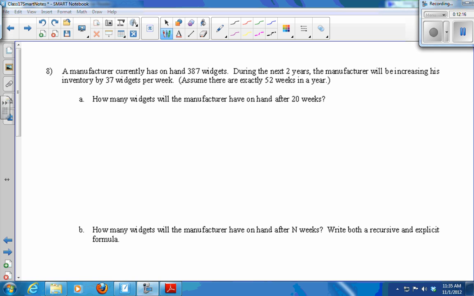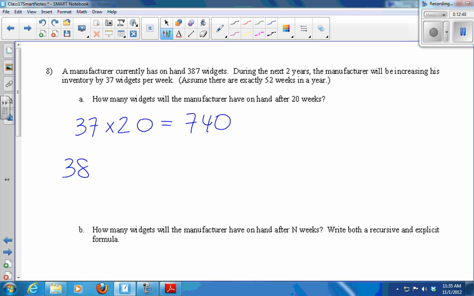Okay, so how many widgets will the manufacturer have on hand after 20 weeks? 1,127. Can you tell me how you got that? Right, because we're going to add 37 a week for 20 weeks, and then add the previous inventory. So this would come out to 740. And then you take your previous inventory, 387, and add 740. And that comes out to, say it again, 1,127 widgets.